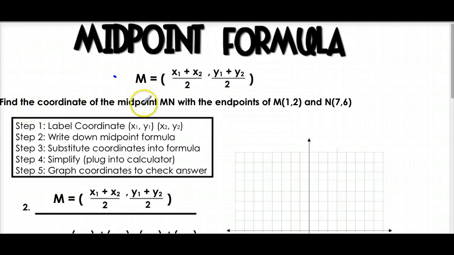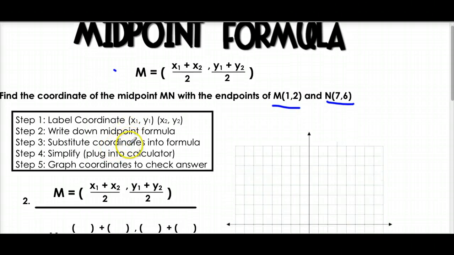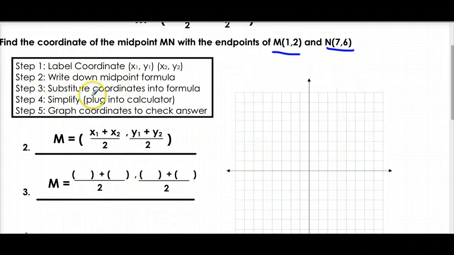We want to find the midpoint of MN with the endpoints M (1, 2) and N (7, 6). All right, so there's 5 steps to do this, to really find the midpoint and check your answers and everything. If you follow these 5 steps, you'll be fine. The first thing to do is label your coordinates. We've learned to do that, and we're getting good at it. So this is our x1, and this is our y1, and this is our x2, and this is our y2. All right, xy, xy.